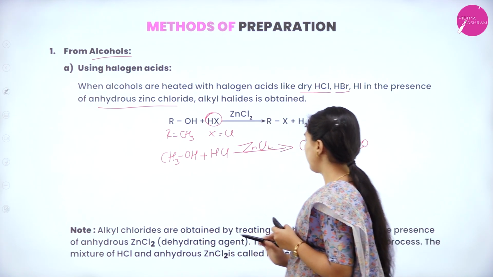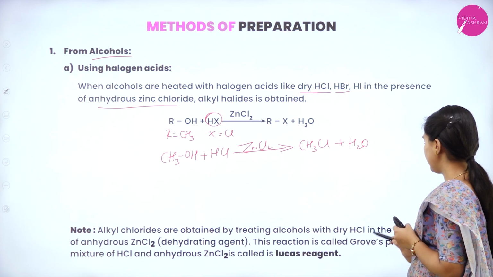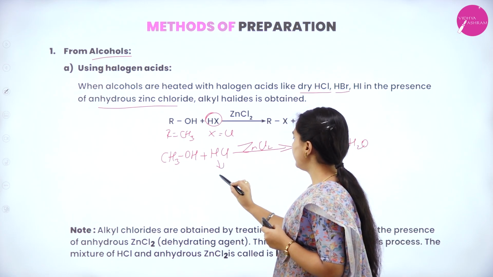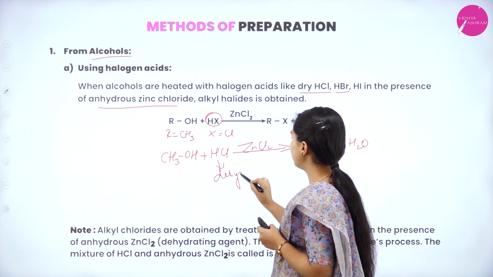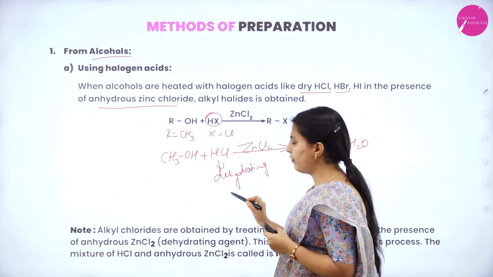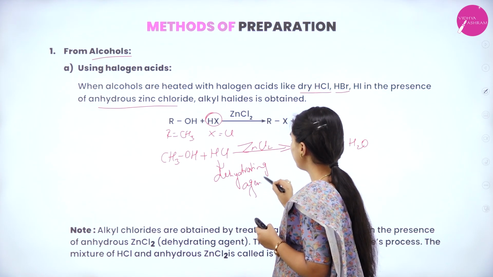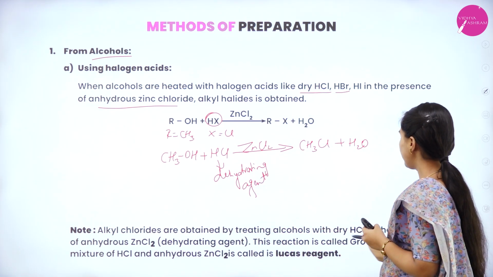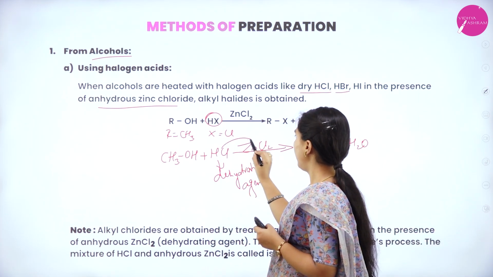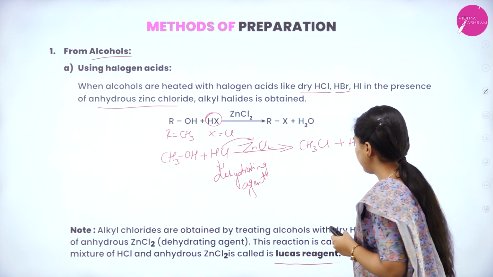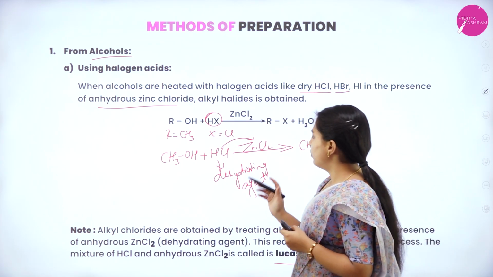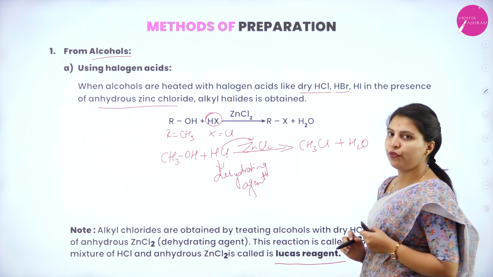Alkyl chlorides are obtained by treating alcohols with dry HCl in the presence of anhydrous zinc chloride, which is a dehydrating agent. What is the function of a dehydrating agent? It will remove the water molecule. This reaction is called the Groove process. The mixture of HCl and zinc chloride is called Lucas reagent, which is used in laboratories. So here Lucas reagent will be formed.